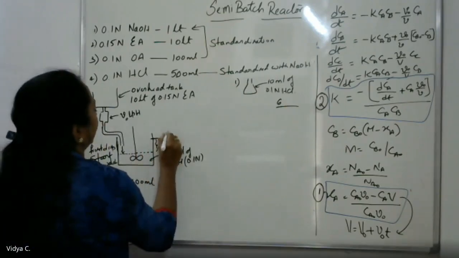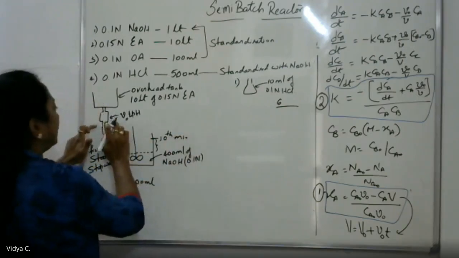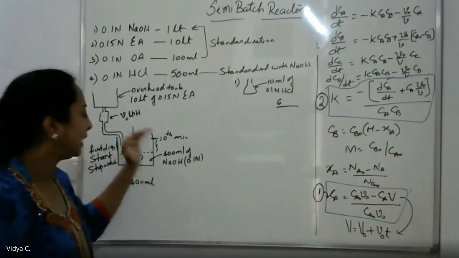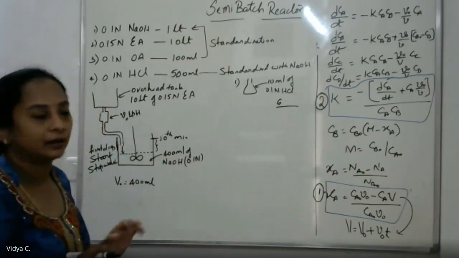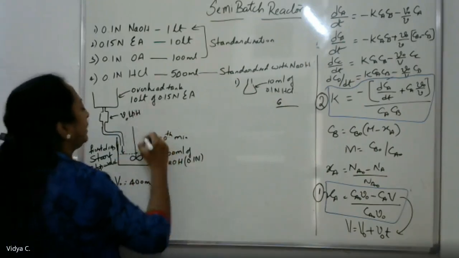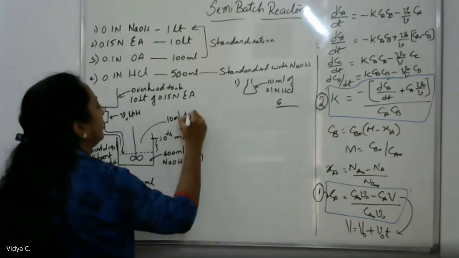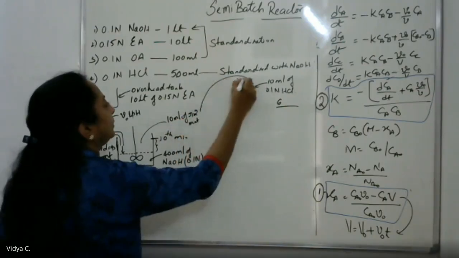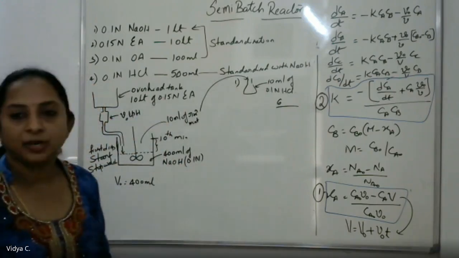At the 10th minute, don't stop the stopwatch or the flow rate. It should run continuously. The stopwatch should go continuously, and the flow should also continue into the reactor. At the 10th minute, you're just pipetting out 10 ml of the reaction mixture into this conical flask, which already has 10 ml of 0.1 normal HCl.